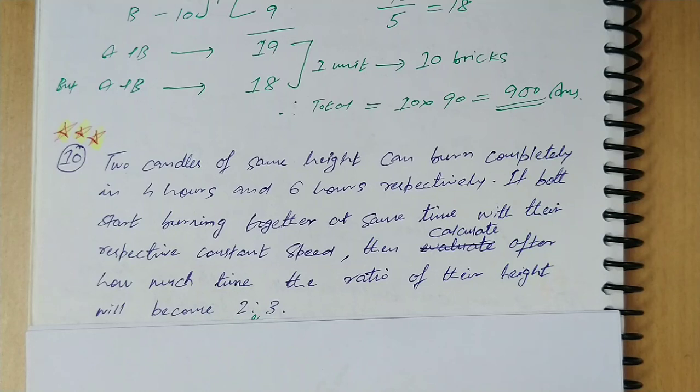Alright, question number 10. Two candles of the same height can burn completely in 4 hours and 6 hours respectively if both start burning together at the same time with their respective constant speed. Then calculate after how much time the ratio of their heights will become 2:3.